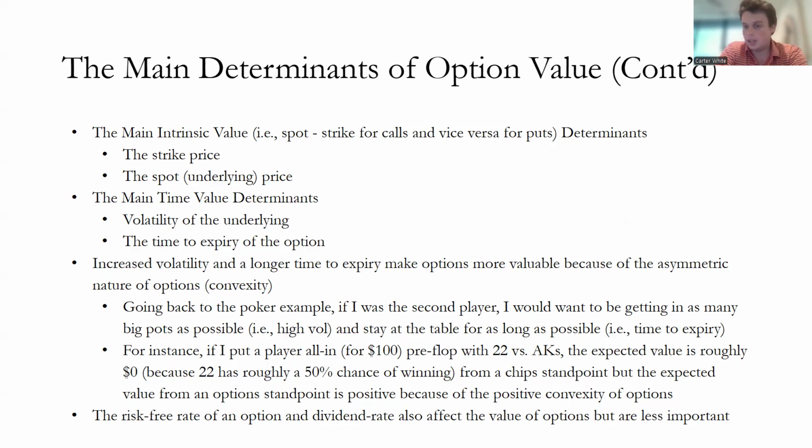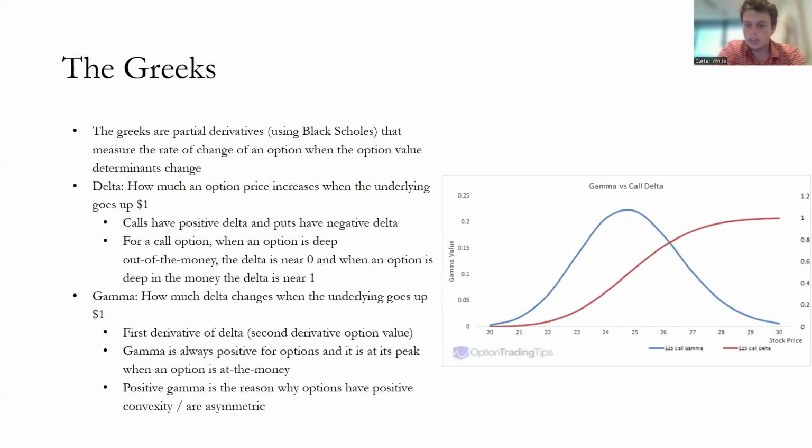And another couple variables are the risk-free rate, that just right now what the risk-free rate is, and then the dividend rate. Those also affect the value of options, but are less important. So the Greeks are very important for people trading options. They're basically partial derivatives that measure how much the value of an option will change when a determinant of the option value changes. So for instance, if the underlying goes up 1, how does that affect the option value? And that's what delta is. Delta is how much an option price increases when the underlying goes up 1.